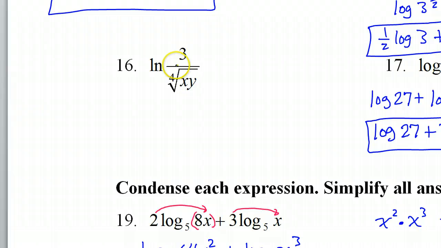Anyway, the fourth root of stuff is the same thing as the 1/4 power.